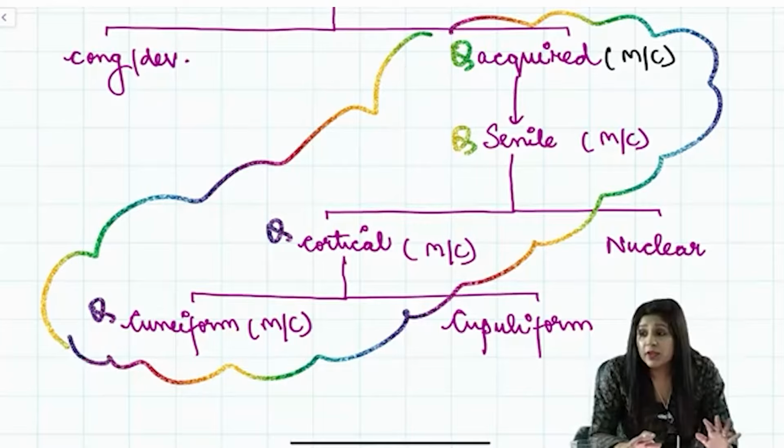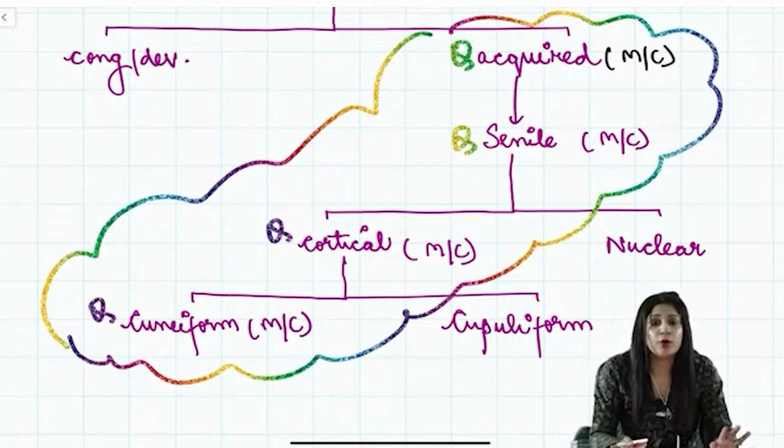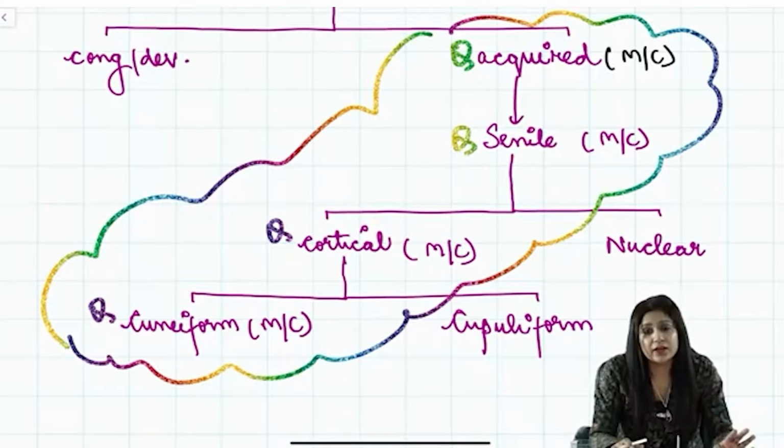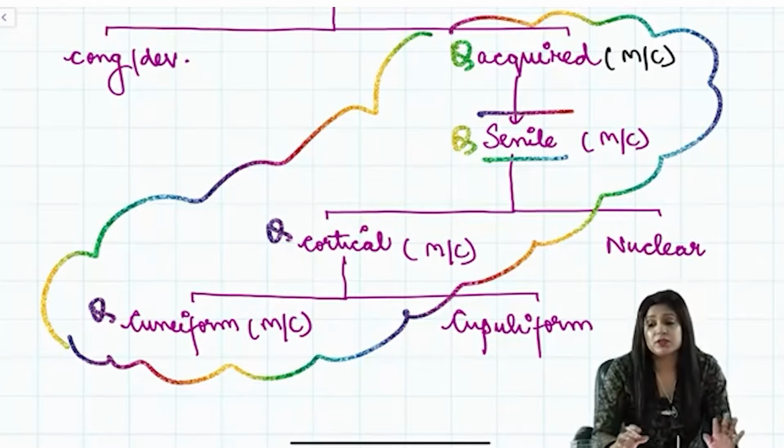तो all together जो most common cause of blindness होती है, that is the cuneiform type of cortical type of senile type of acquired cataract. Senile means more than 60 years of age. This I told you. This is the most common variety out of all the varieties.